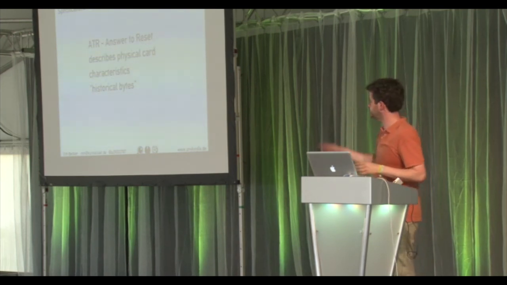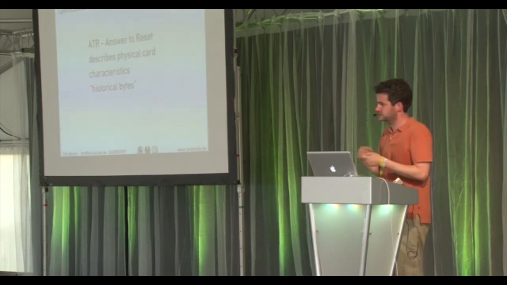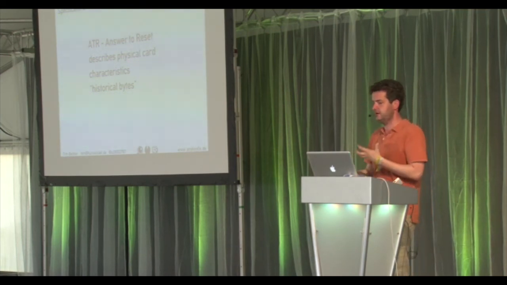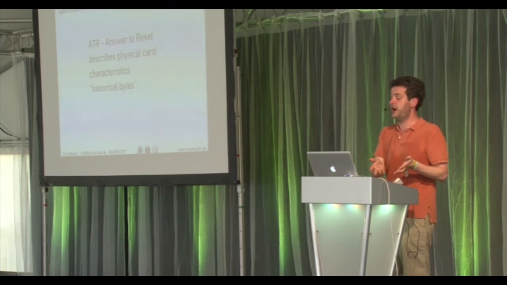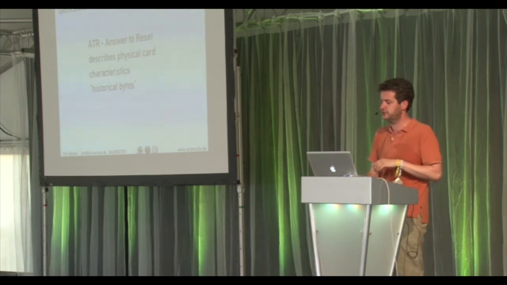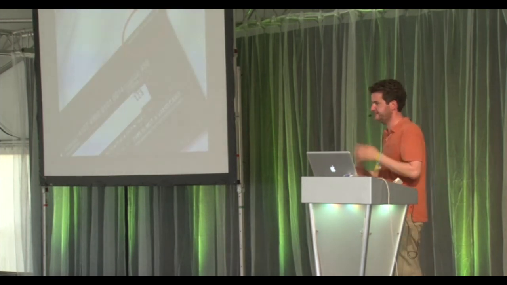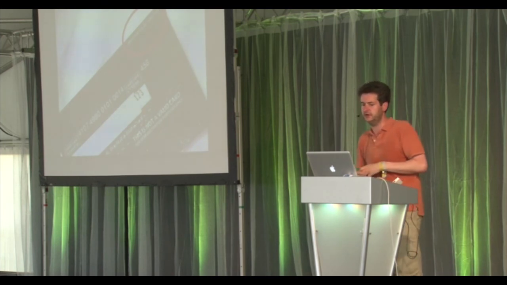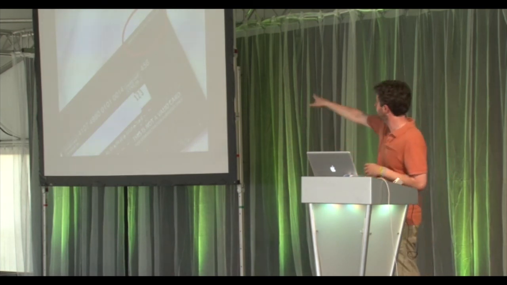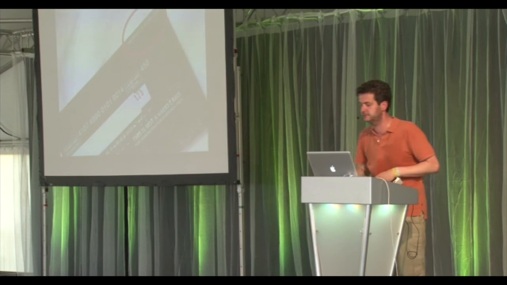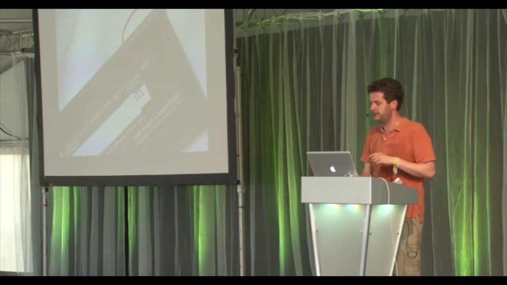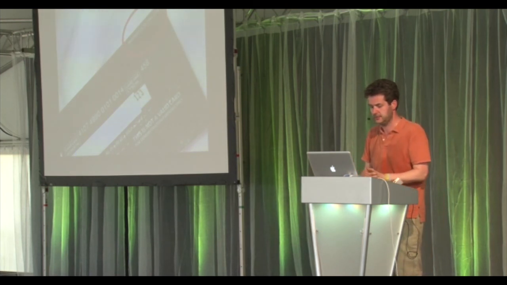So this answer to reset that we received describes physical card characteristics, like the baud rate of the card, but it also has these historical bytes, which identify the producer of the card. A lot of the time, you can just turn it over, and up here you can see this is an Oberthur card. There's really not many companies making EMV cards.